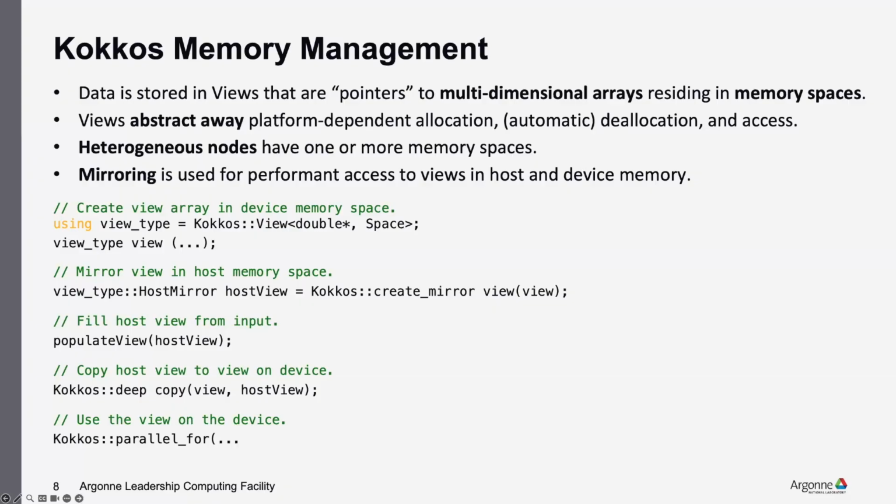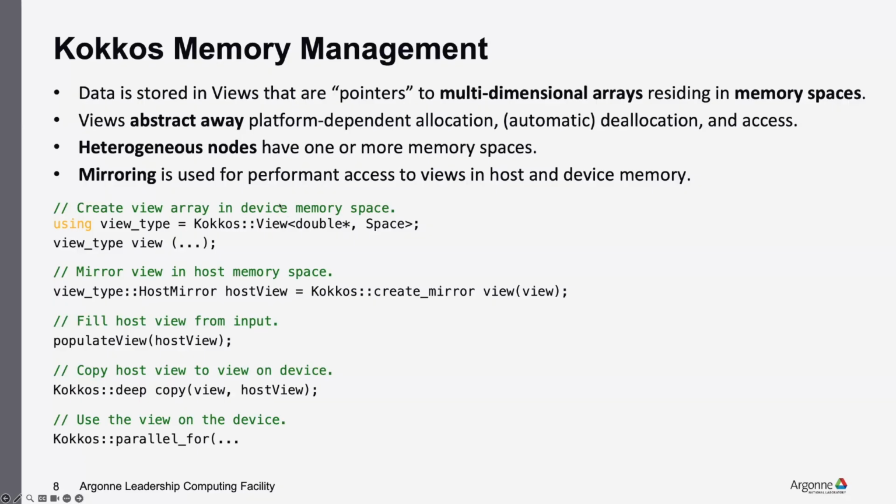Now for memory management, data is stored in views. They're pointers in a way to a multi-dimensional array residing in different memory spaces. So the views abstract away platform-dependent allocation and give you automatic deallocation and access. With heterogeneous nodes, you're going to have one or more memory spaces that you're going to use, and then you can use mirroring to get performant access to views in host and device memory.